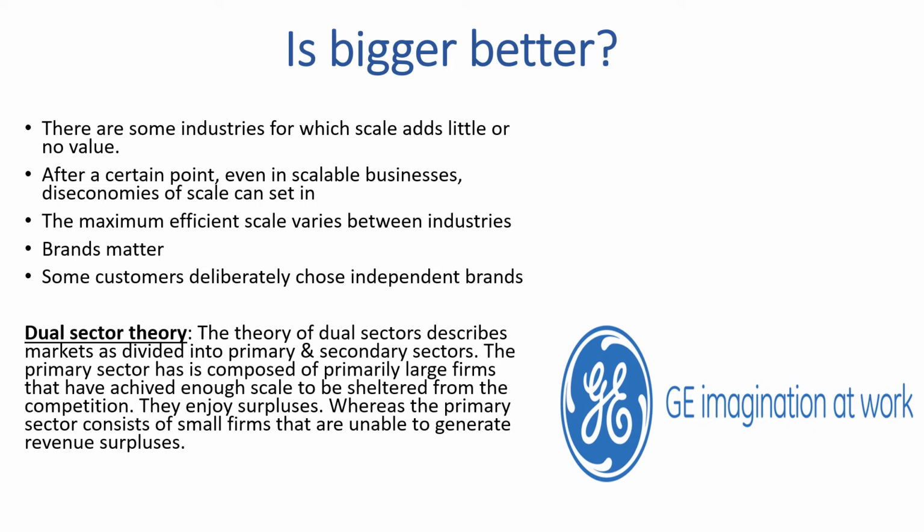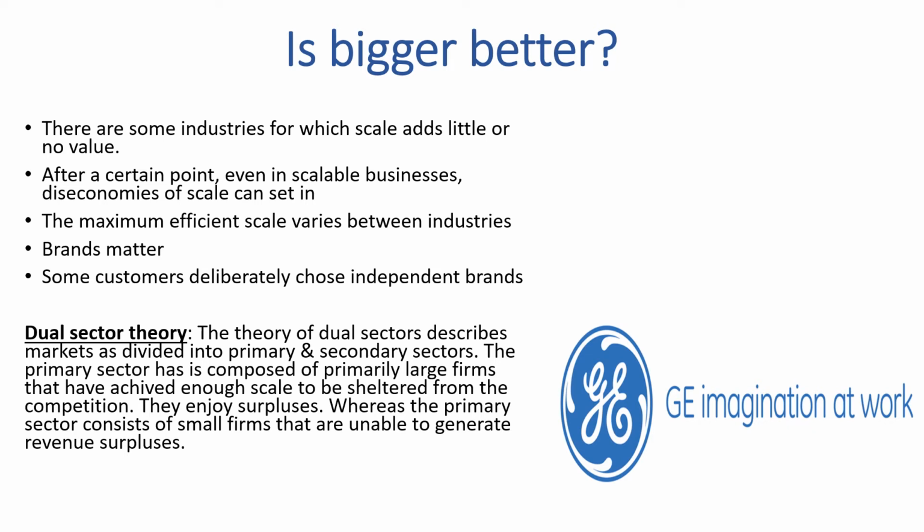And sometimes, even in scalable businesses, diseconomies of scale can set in, where you're so big that it actually makes production less efficient. Brands also matter, and some customers are really choosy about their brands, and they don't like big brands. They don't like the standardization that comes with those big brands. They want unique items. They want things that are quirky. So it doesn't always appeal to all of the customers in a particular customer base.